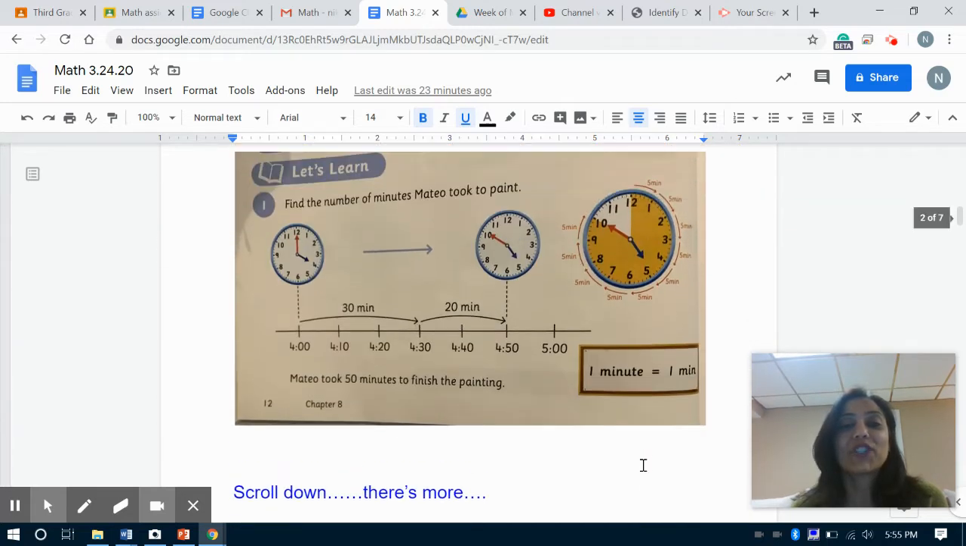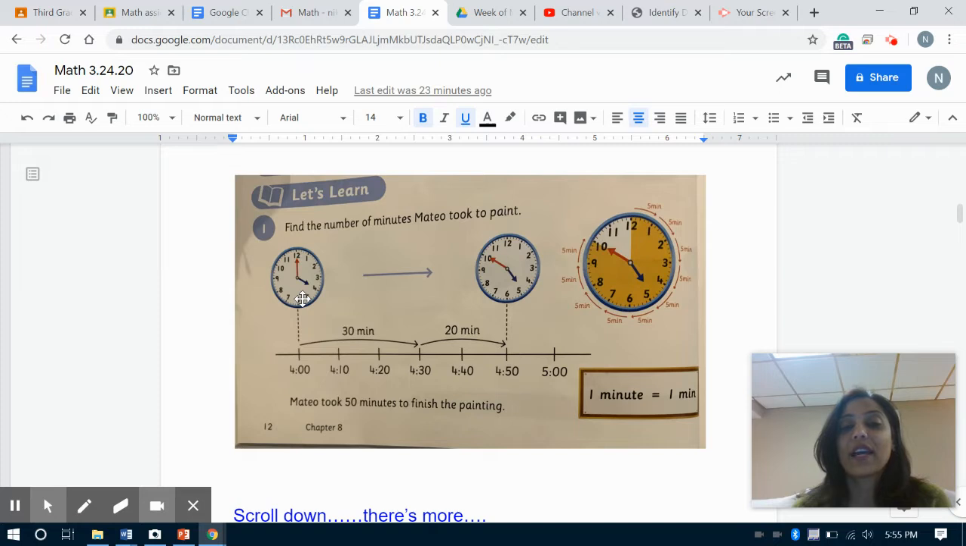So if he started at 4 o'clock and he ended at 4:50, let's see how long it takes. On this number line, you can see that the time increments, that means the gaps between the times, are 10 minutes. Do you see that? Going up from 4 o'clock to 4:10, 4:20, and so on. So if you started at 4 o'clock, something that you can do on a number line is to see, how can we make this easier?